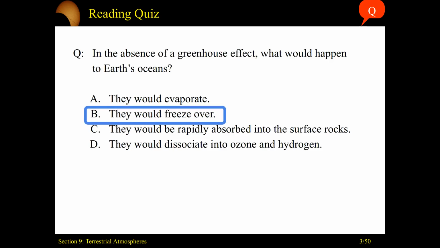It turns out that without greenhouse gases on Earth, the planet would be too cold. The oceans would literally freeze over. So the surface temperature of this planet would be too cold to sustain liquid water and definitely be able to sustain us. So there is a certain amount of greenhouse gases that we do need to survive on this planet.